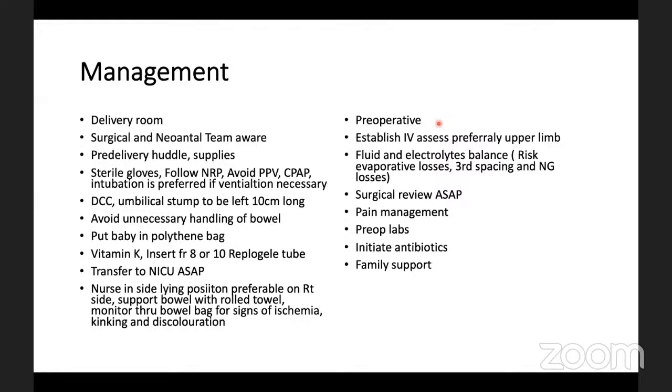Quickly do the preoperative orders and establish an IV line, preferably on the upper limb. Fluid and electrolytes need to be checked. Babies with gastroschisis are at risk for evaporative losses and third spacing. Immediately ask the surgeon to come to the bedside and have a look at the bowel color, and further management needs to be discussed with them. Pain management is very important, and initiate antibiotics and also family support.